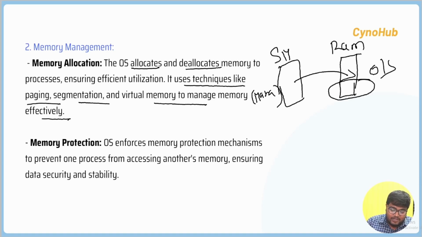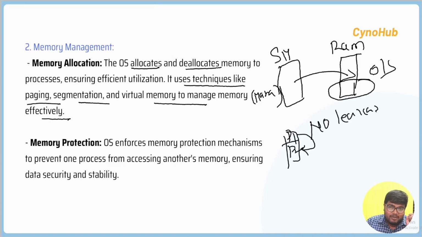Next one is memory protection. Memory protection means there is no leakage of memory. That is the first point. Suppose there are two programs, P1 and P2. P1 can't take the data of P2. How is it not taking the data of P2? Because the OS is providing the protection. That is called memory protection. P1 can't take the data of P2, and P2 can't take the data of P1. That means a process cannot take another process's memory, because the OS is providing the protection.